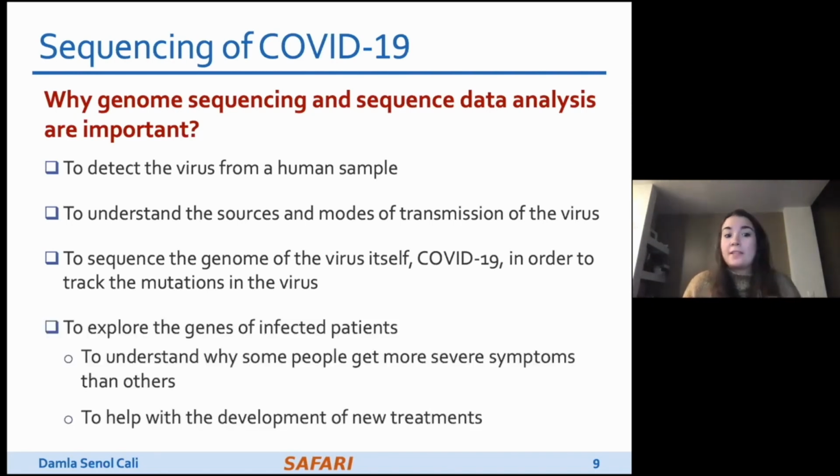And also to explore the genes of infected patients. So this is not for sequencing the virus, but sequencing the human itself, to understand why some people get more severe symptoms than others, and also to help with the development of new treatments like vaccines. So sequencing of COVID-19 here is pretty important to address these requirements, to both understand the virus and to come up with solutions to defeat it.